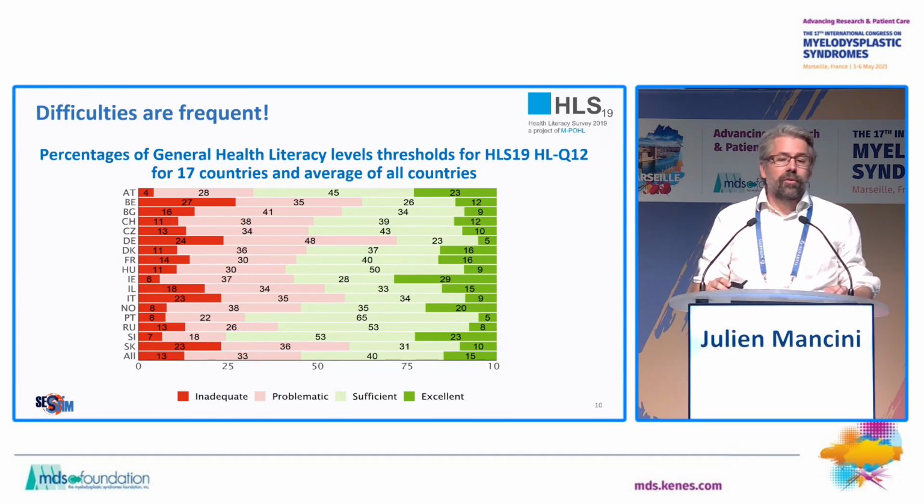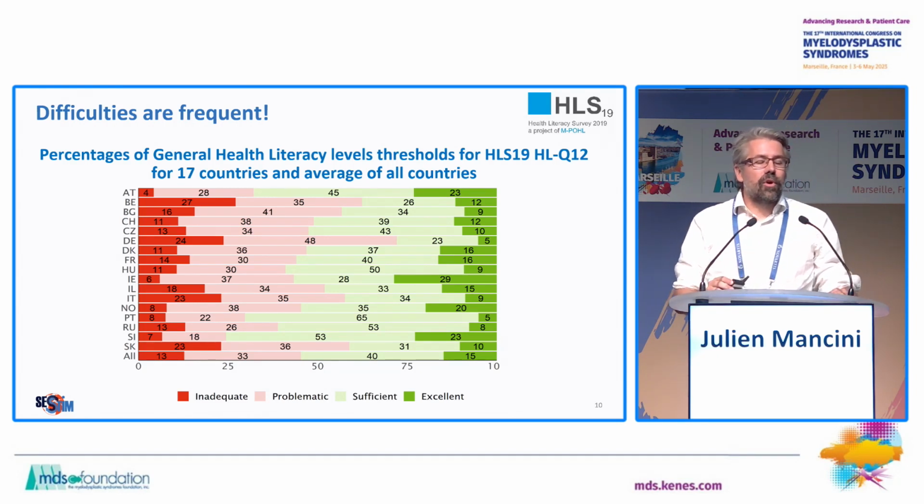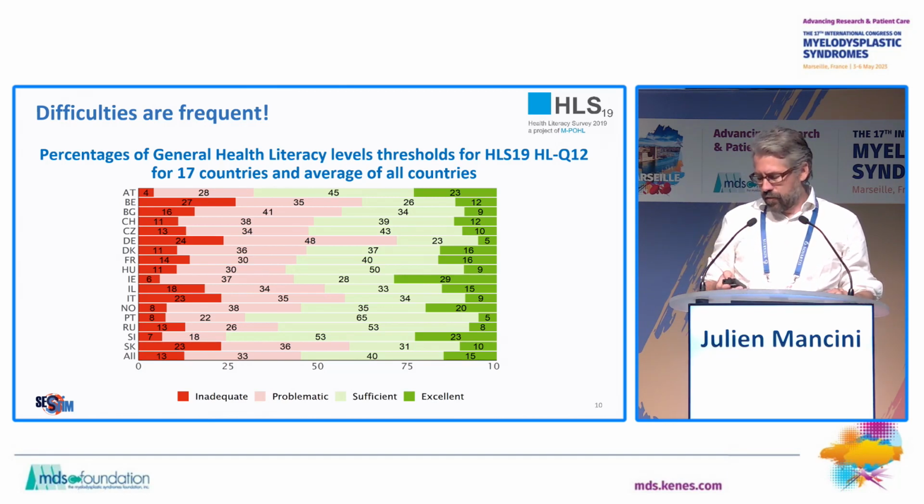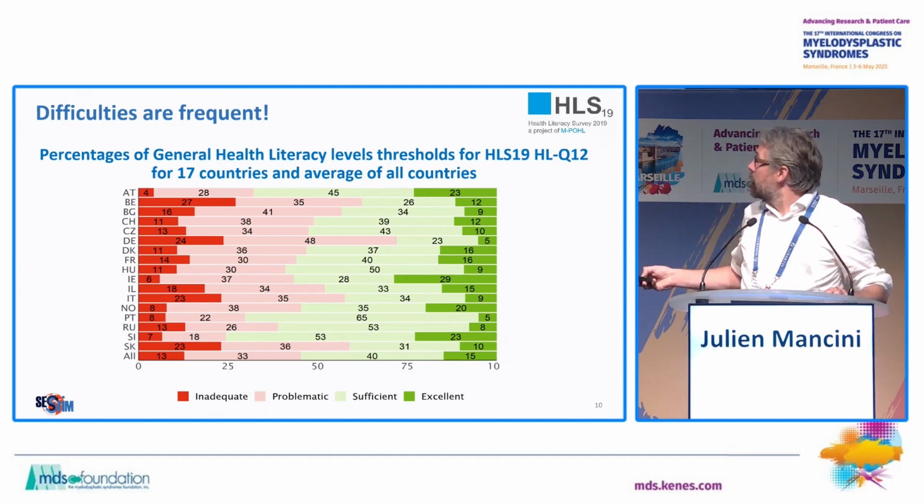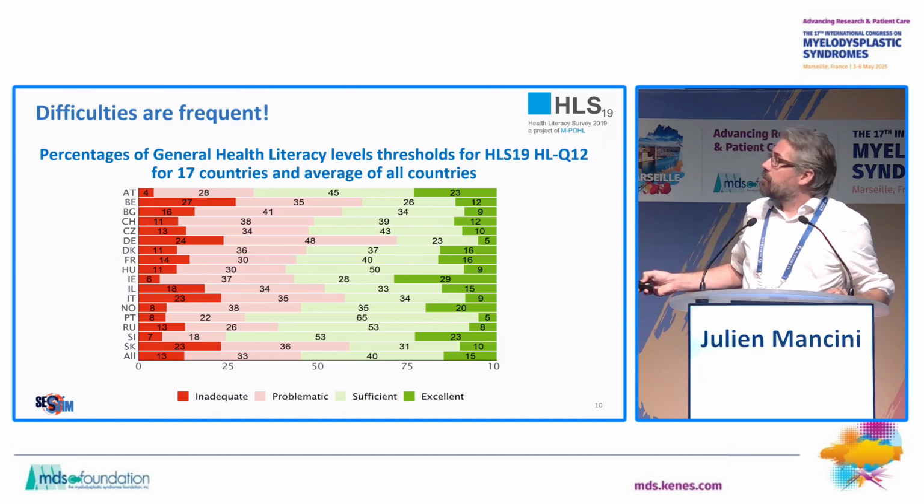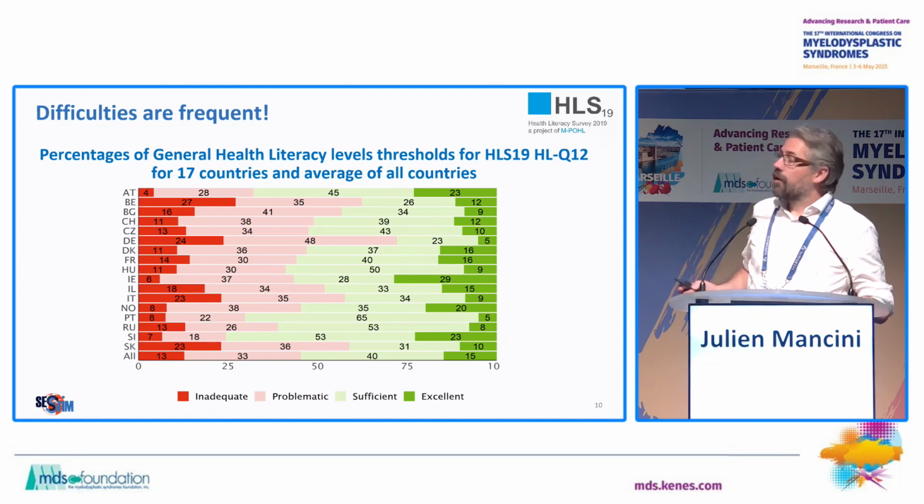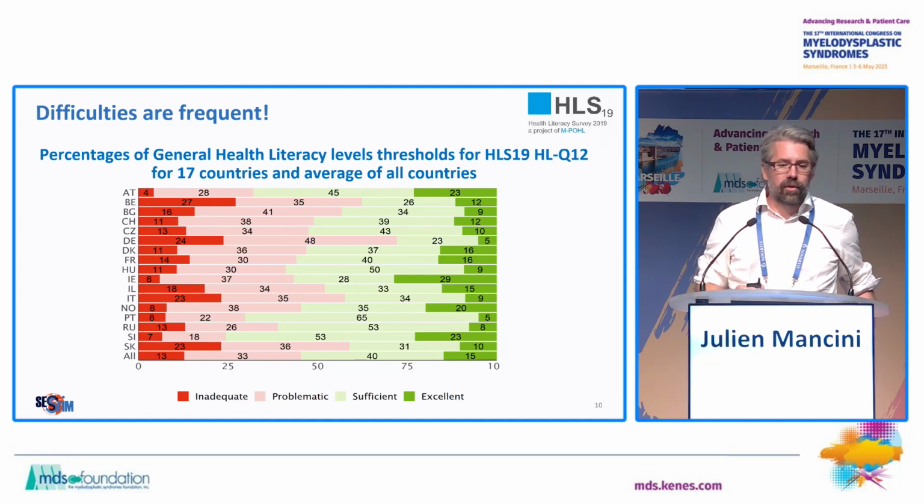So again, the HLS-19 survey highlights that difficulties are really frequent. And if you look at this one, the last bar, you will see that inadequate and problematic health literacy are really frequent, and only 15% here have an excellent level of health literacy. This is in a European survey that won't capture the people with the most difficulty, because it's only respondents to a large survey with lots of questions.